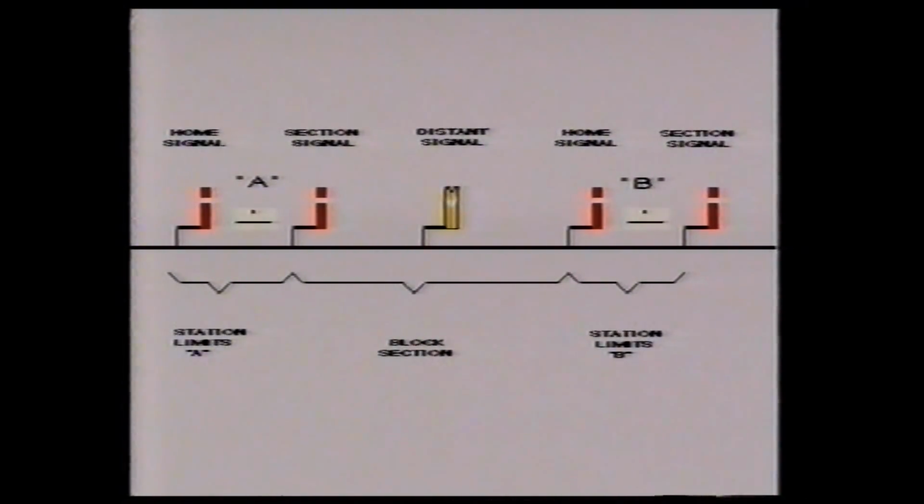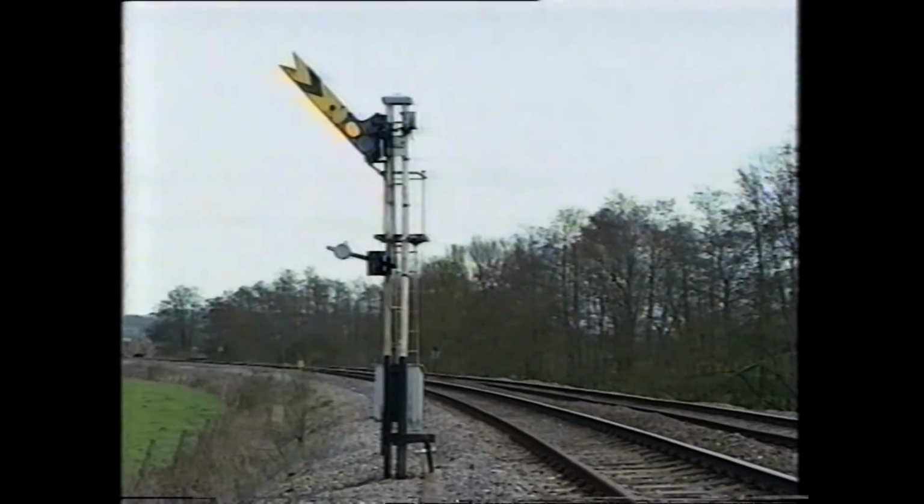As at A, the line between the home signal and the section signal at B is also known as station limits. Of course, either A or B might have more than two stop signals for each line. In such case, station limits extends from the outermost home signal to the section signal. Each signal box has a distance signal. This cautionary signal, placed at a braking distance from the home signal, can only be cleared when all the stop signals for that line have already been cleared.